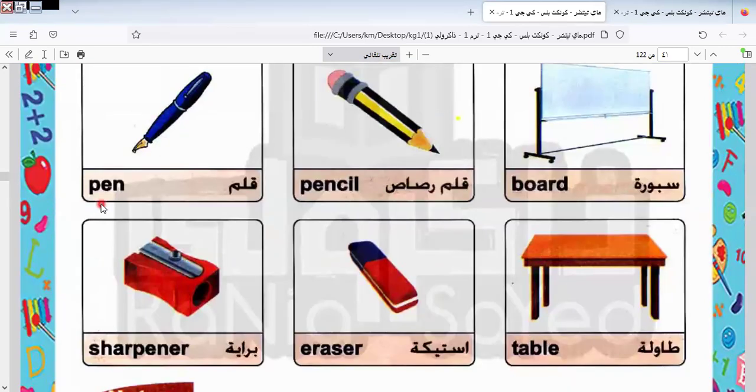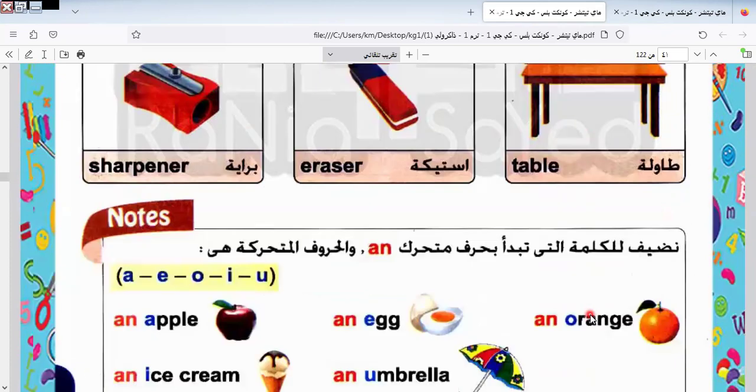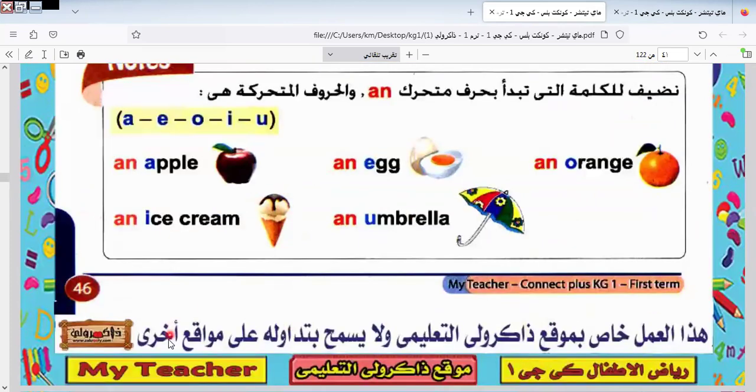Okay, here we have pen, pencil, board, sharpener, eraser, and table. We have some new vocab, which is pen, pencil, sharpener, eraser, and table and board. We took it in Connect. Let's go to another item.